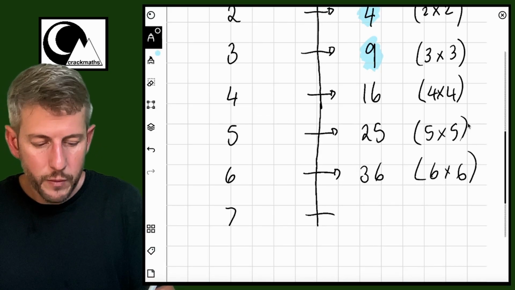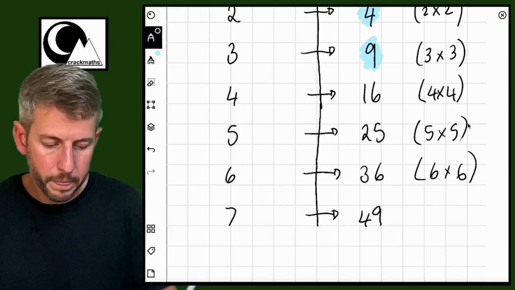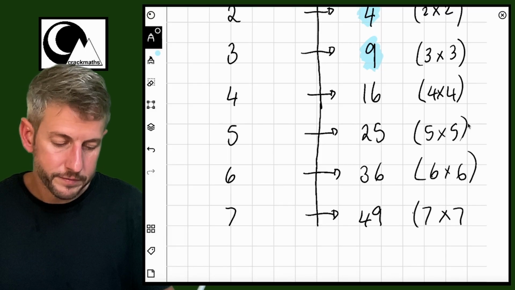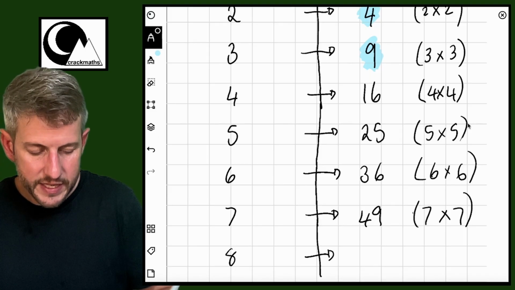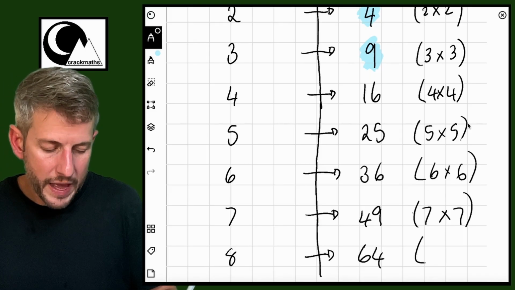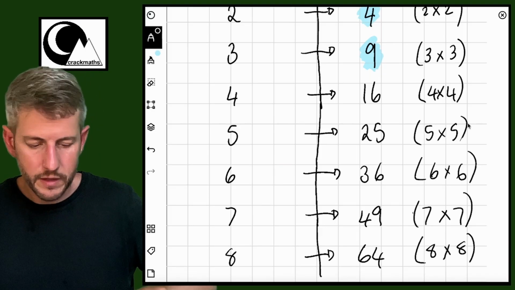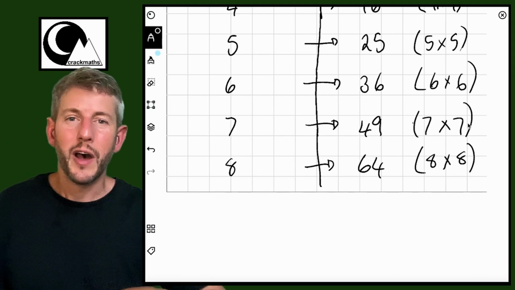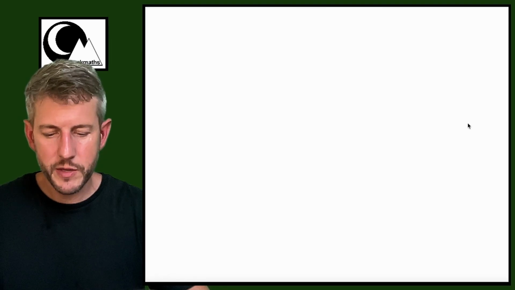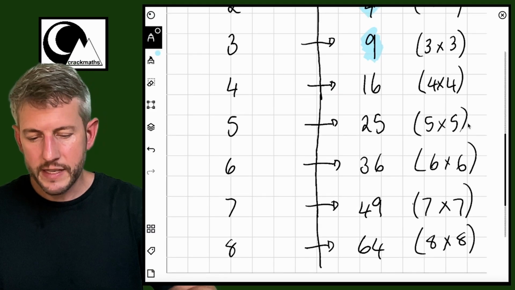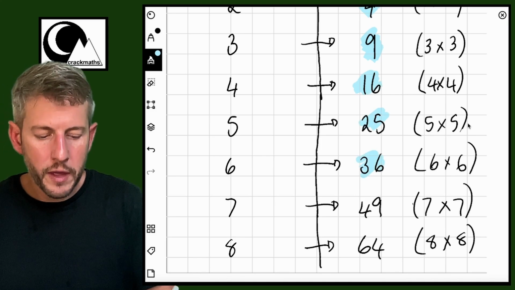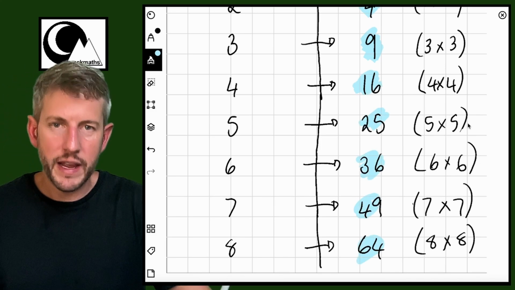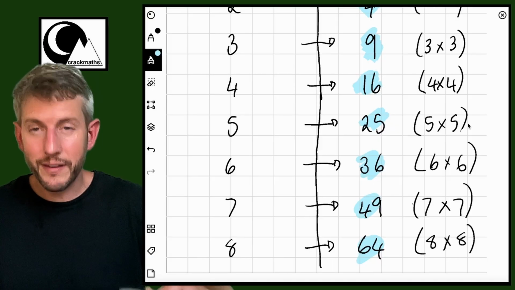Then we've got 7, which gives us 49 from 7 times 7, and then we've got 8, which gives us 64 from 8 times 8. I'm running out of paper there, so what I'm going to do is rewrite these in a different way, and then continue them, because I think we've got the idea of how the square numbers are created, so we can just write them in a list.